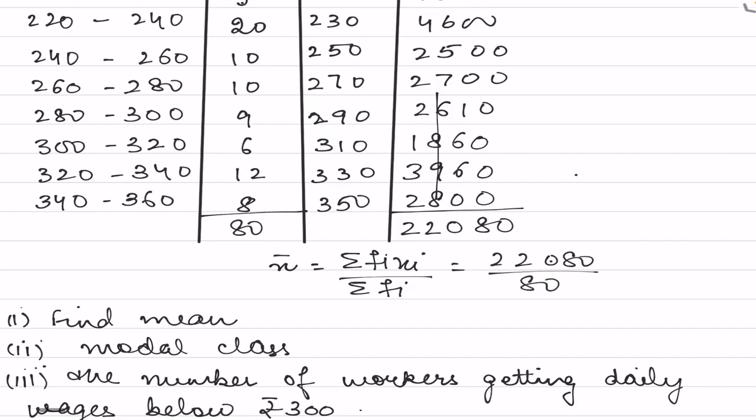Divide. So the mean is 276. Now the first part answer is 276. Second is the modal class. They have asked for the modal class. So we will see the maximum, the highest frequency.